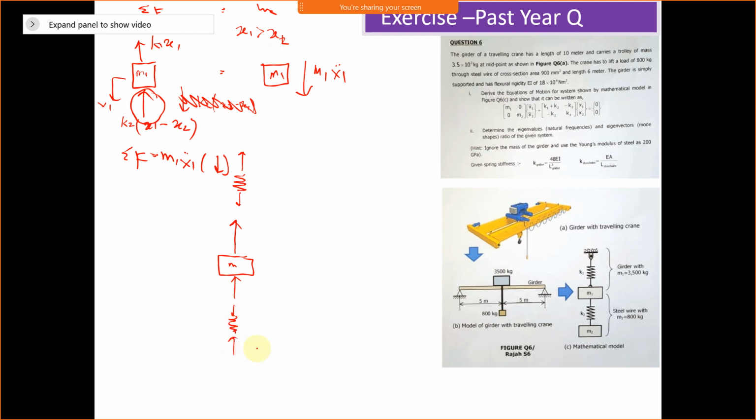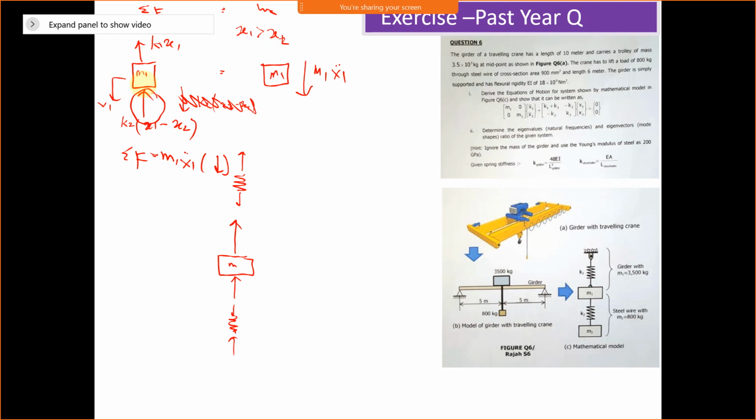Macam tu. Okay, you need to be clear about this. Kena faham lah concept of a free body diagram. That's why free body diagram kena betul-betul faham daripada subjek statik lagi. Okay, maksudnya dekat bawah ni dia punya spring ni kita assume sebagai compression, dekat atas kita assume sebagai tension.